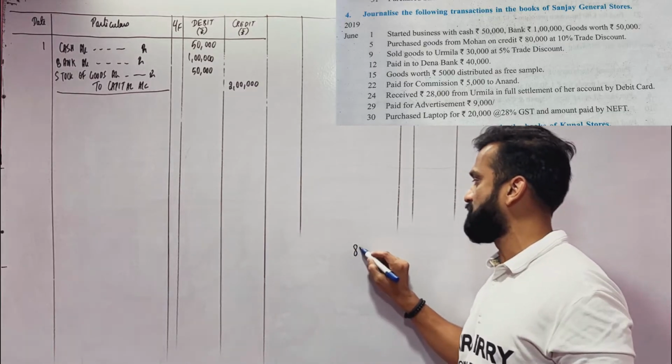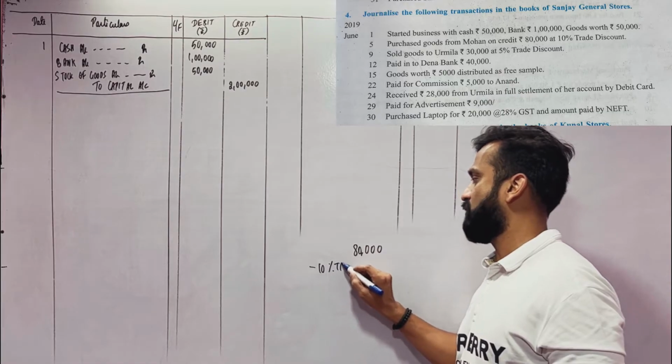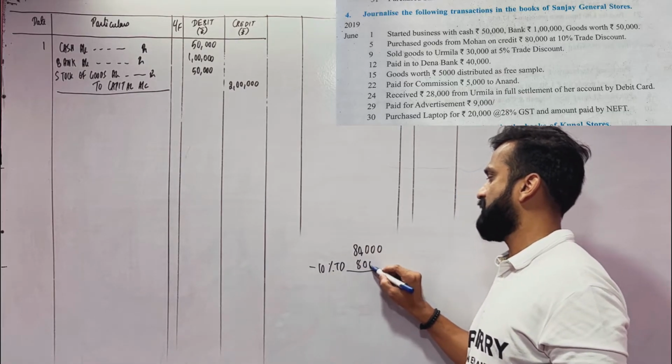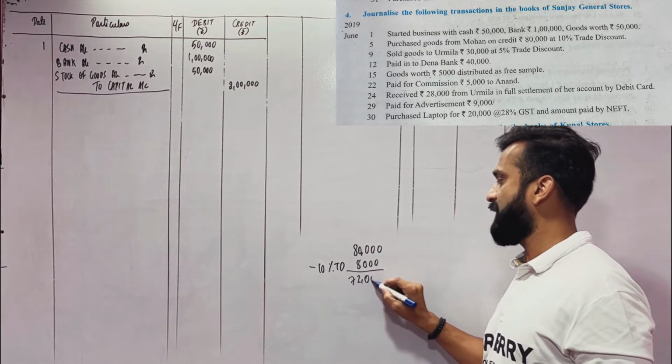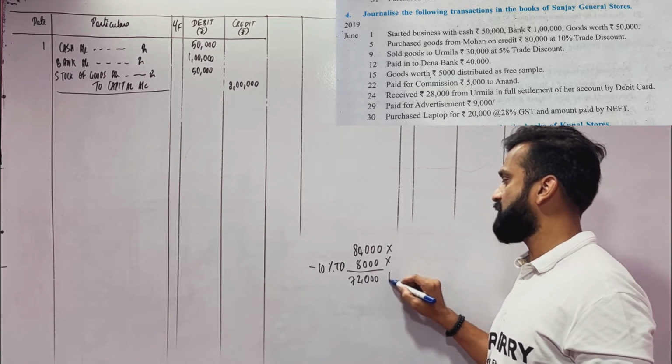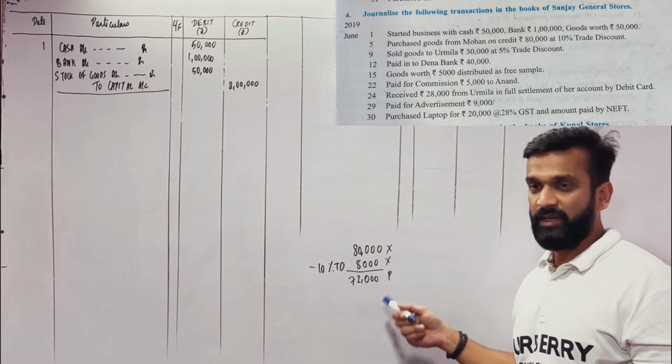So 80,000 you have purchased and it is 10% trade discount. So 10% trade discount is 8,000. 80 minus 8 is 72,000. Trade discount does not appear in the books of accounts.